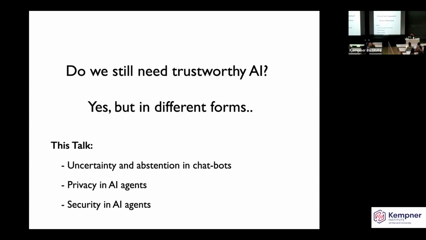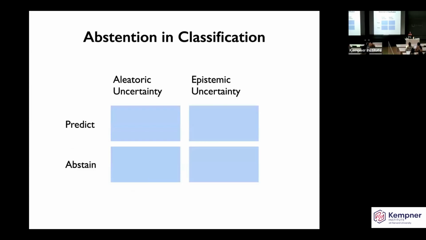Okay, so let me start with uncertainty and abstention, right? If we go back 10 years, what we were talking about is abstention in classification. So we were talking about classifiers which would say, I don't know. And broadly speaking, there were 2 kinds of uncertainty, right? Aleatoric uncertainty, which happened because of inherent noise in the data, like inherent label noise.